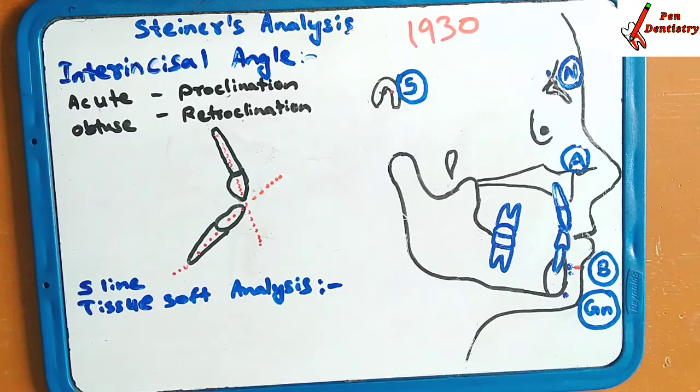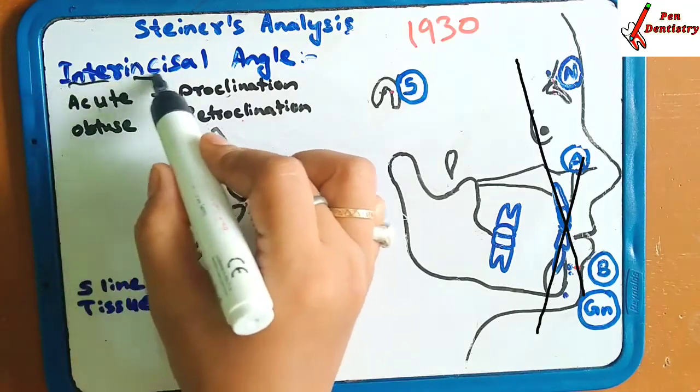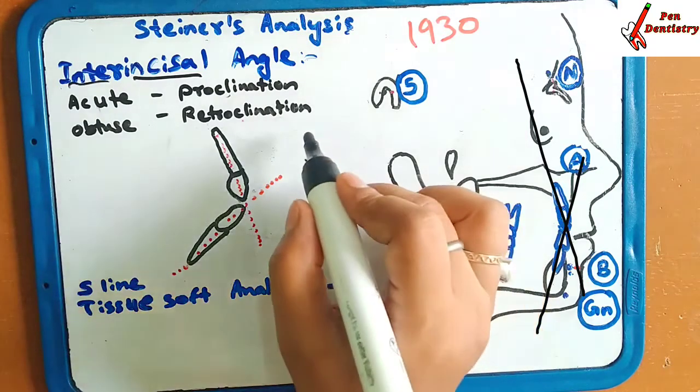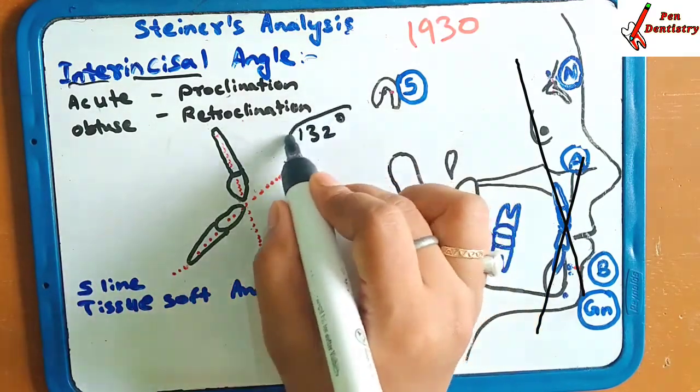Interincisal angle. This is the interincisal angle. Interincisal means the angle between the two incisors. When the angle is taken between the two incisors, mainly it is 132 degrees. This is the mean value.